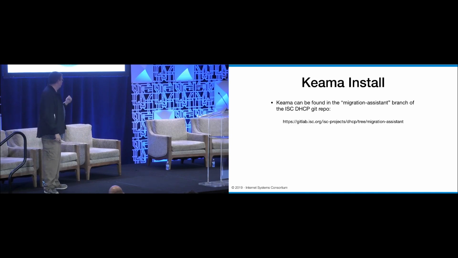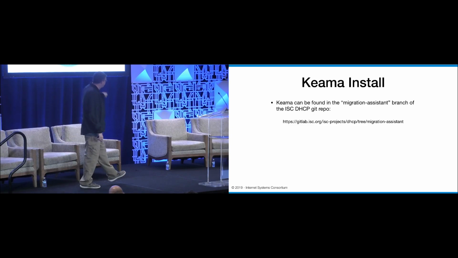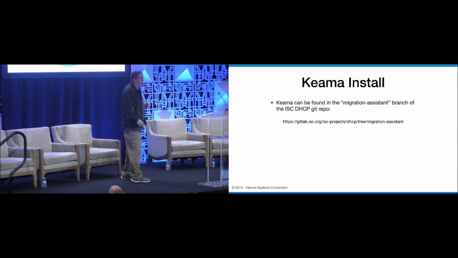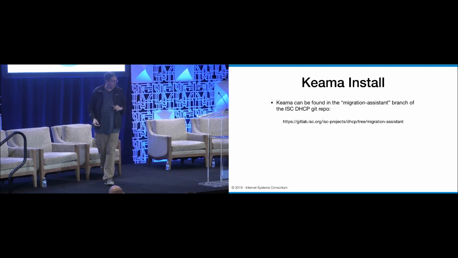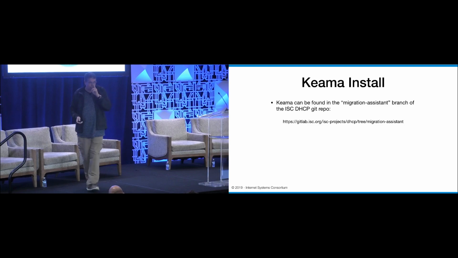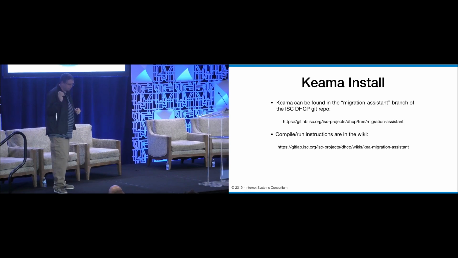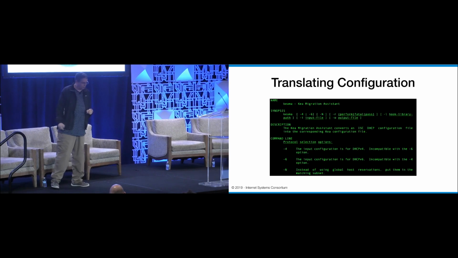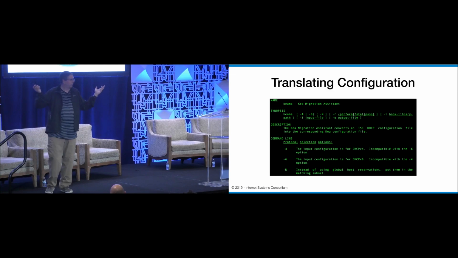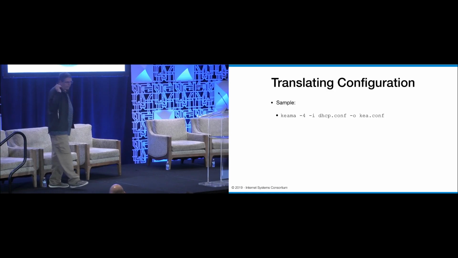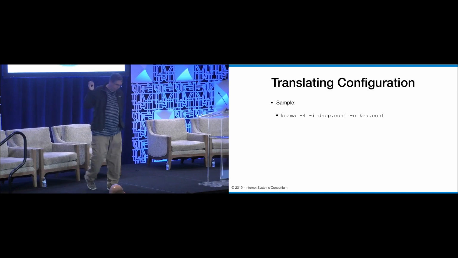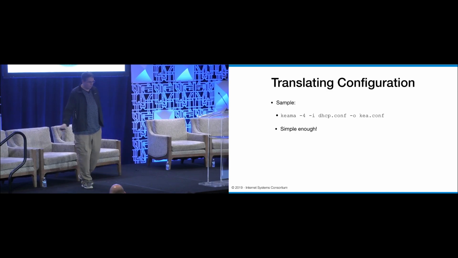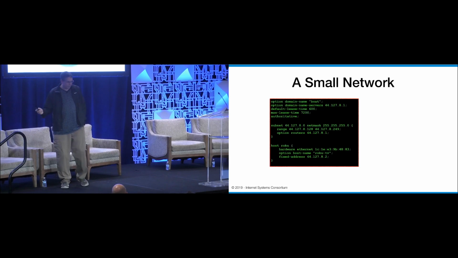So if you want to look at Kea MA, you can go out to this URL, and it's going to be in the slides, I'm sure, in the ones that are available through NANOG. The wiki has information on how to run it, a very simple install script, and man pages. On the command line, it's kea-ma -4, -i for input file, -o for output file, simple enough. But there are a lot of assumptions.